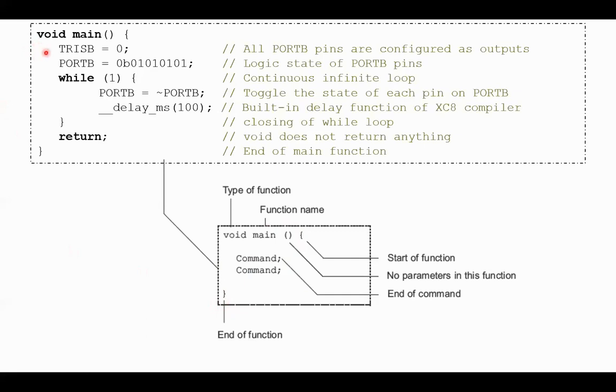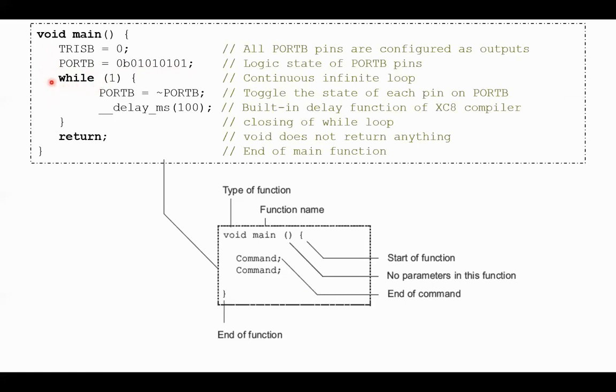Now inside the main function, we write the C statements as we have written before in assembly language. So here TRISB equals 0, it clears the TRISB register, and PORTB equals 0b010. So these are the values that are copied to the PORTB register, and these are the initial configurations for input and output and the initial data. And then we have a while loop.